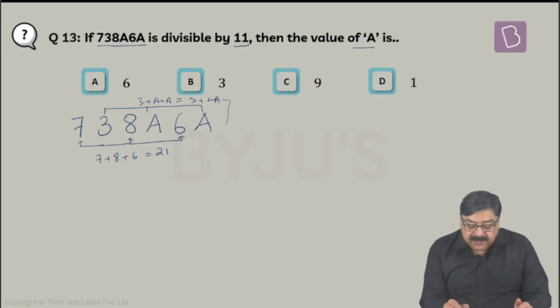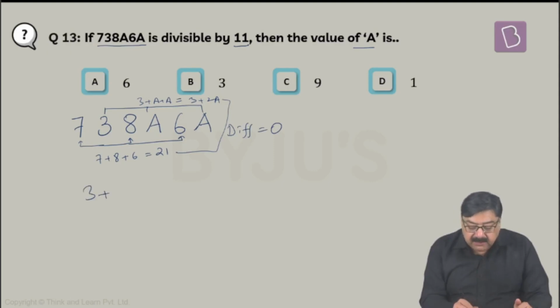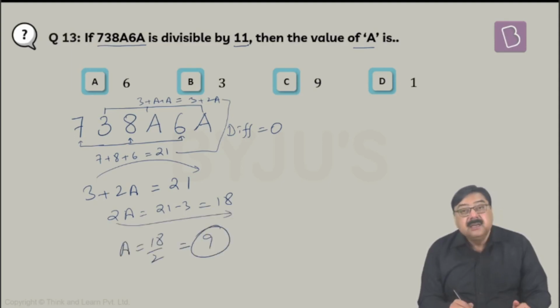Now, if the difference between these two has to be 0, in that case 3 plus 2a shall be equal to 21, which means 2a should be equal to 21 minus 3, that is 18. So a is 18 by 2, and that is 9. So 9 is given to us in choice C, which is our answer here.